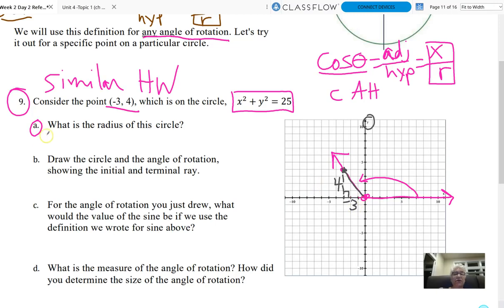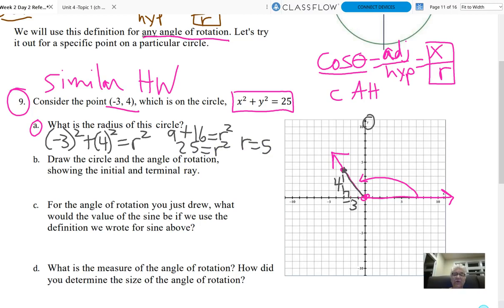One side of the triangle is -3, so -3 squared. The other side of the triangle is 4. 4 squared equals r squared. 9 plus 16 equals r squared. 25 equals r squared. r equals 5.